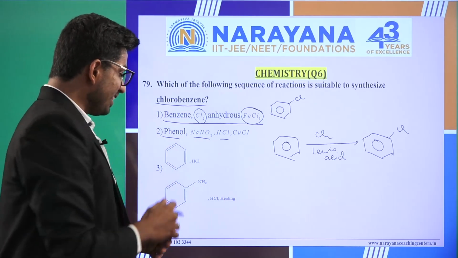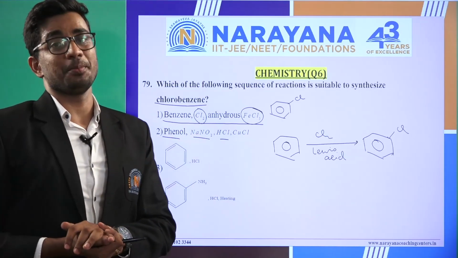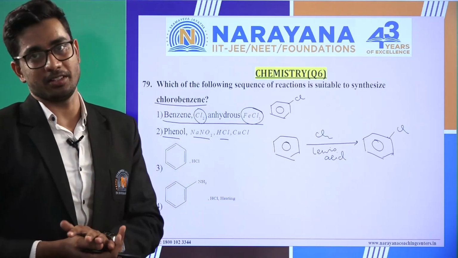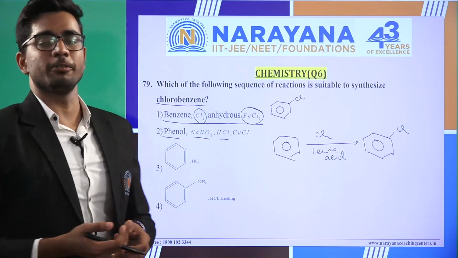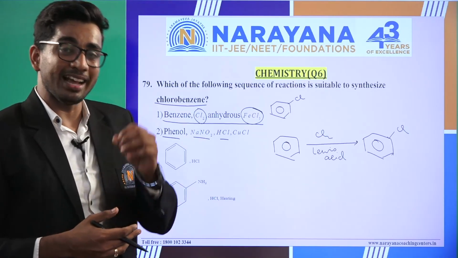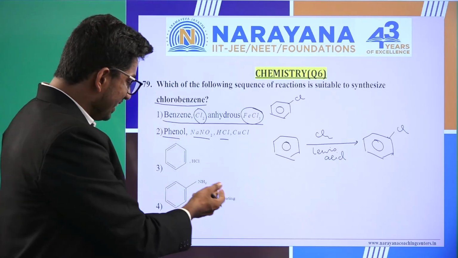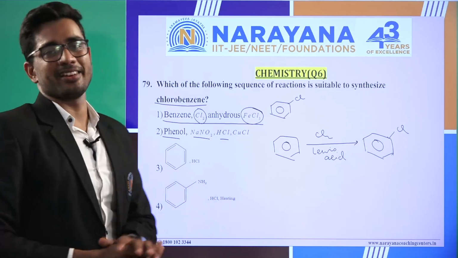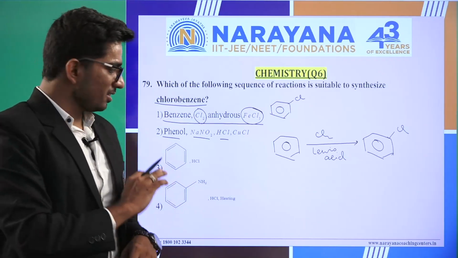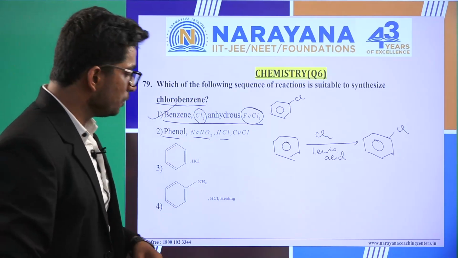Next, benzene with HCl. So let me tell you, alkene reacts with HCl because it is a better nucleophile, more nucleophilic than benzene. Benzene is not that nucleophilic because it will lose aromaticity, and hence it will lose stability. Next is aniline with HCl. So base and acid reaction simply will form aniline chloride. Okay, so this is not going to be correct. The correct answer is option number 1. Let's move to the next one.